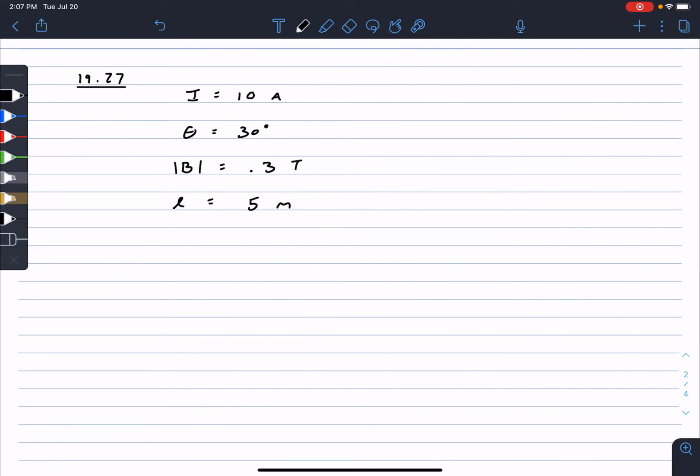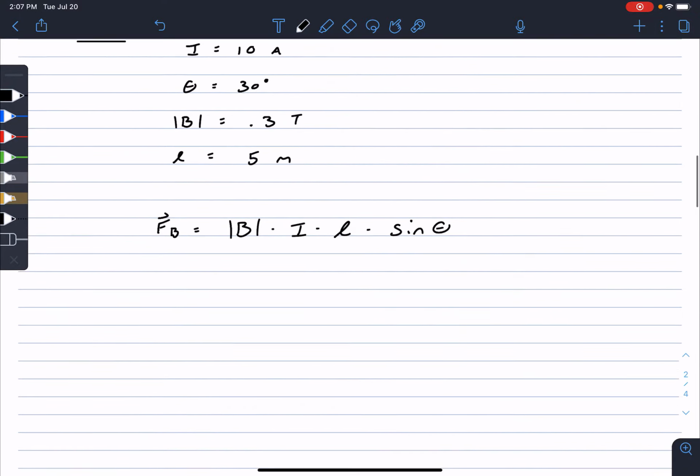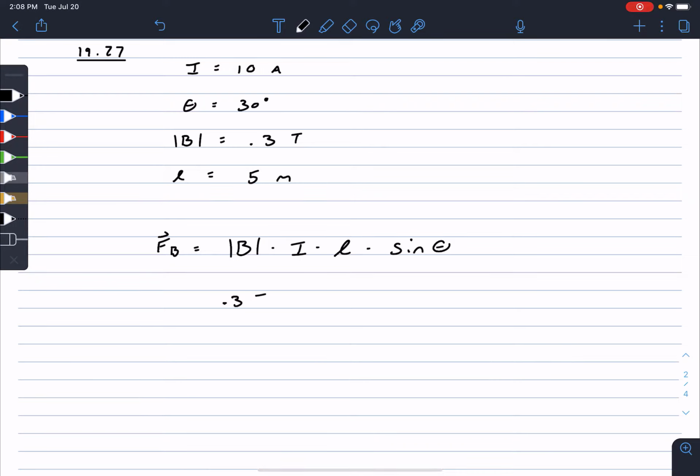So we just apply our magnetic force formula for this one. Not too bad. So we have B times I times L times sine of the angle, right? And we just plug that in. So 0.3 Tesla times 10 amps times 5 meters and times sine of 30 degrees.